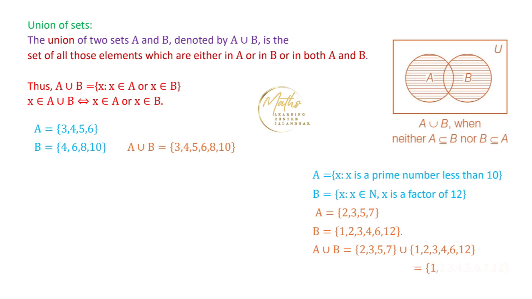We have written 1. Then the next element we are writing is 2. 2 is present in B, and 2 is present in A. So we are writing 2 only once, because we know that when we are talking about sets, the repetition of elements doesn't make any sense. Next we have 3, then 4, then 5, 6, 7 and 12. So this is the union of the sets A and B.